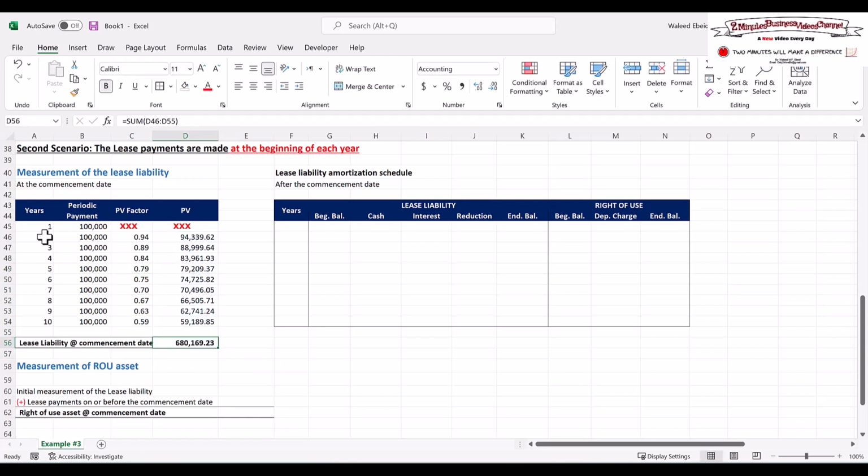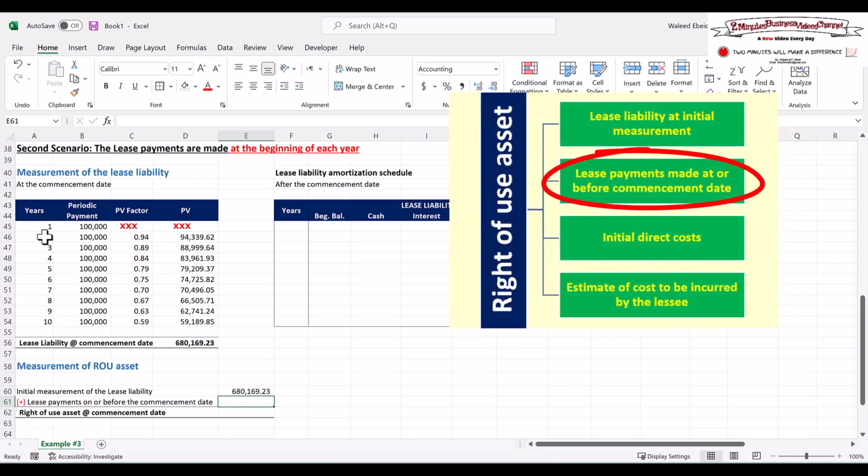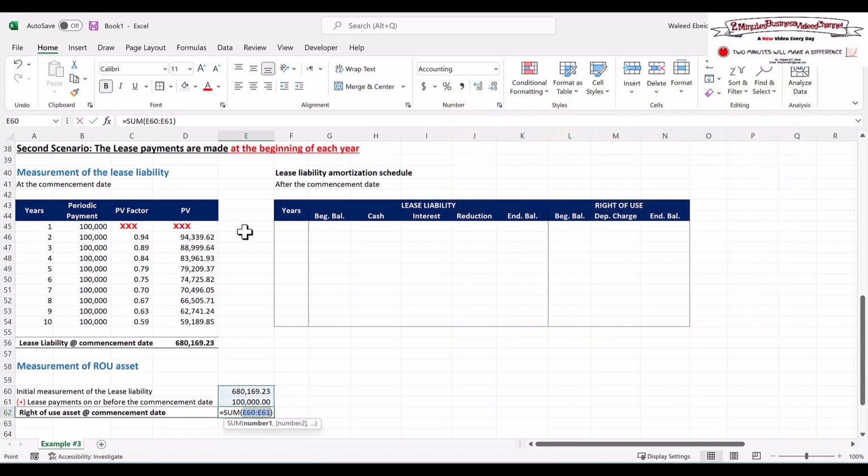The calculation of the right-of-use asset includes, as we said before, the initial measurement of the lease liability. Another component from the components of the right-of-use is the lease payment that was made on, or before the commencement date. Recall that this payment was not included in the calculation of the lease liability. The total of these two figures is the carrying amount of the right-of-use asset on the commencement date.